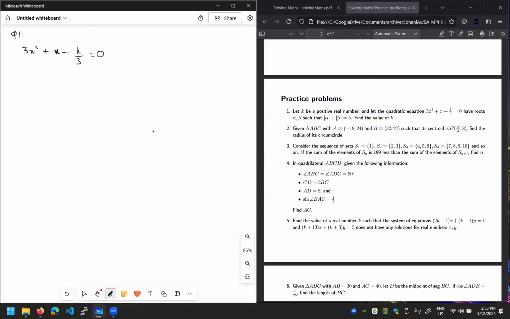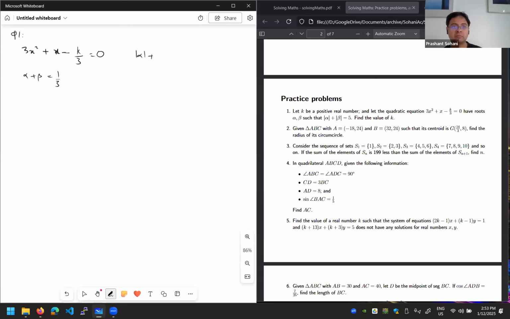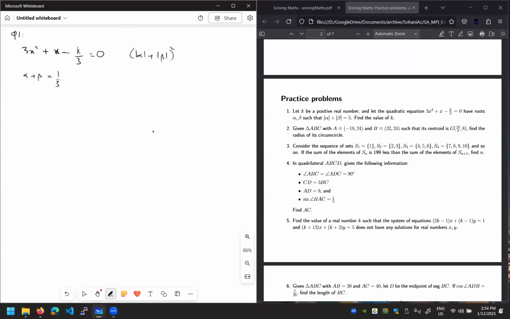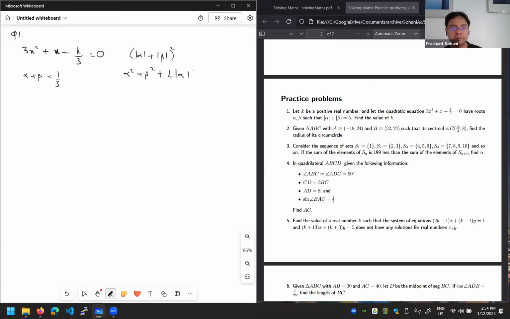Sir, a plus b is 1 upon 3. Mm-hmm. And so we can square mod alpha plus beta. Okay. Because of that, sir, we get a square plus b square plus 2 into mod a mod b. Yes, correct. So, sir, a square plus b square is equal to 1 upon 9 minus 2ab. Yes, correct.